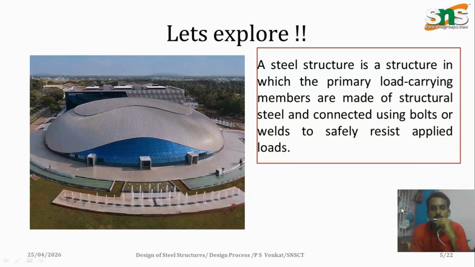A steel structure is a system where the primary load carrying members like beams, columns, and trusses are made of steel. These members are connected using bolts or welding to safely transfer the loads. In simple words, steel structures act like a skeleton that carries all the loads of the building or a bridge. A real life example: next time you see a flyover or industrial shed, remember this, you are looking at a carefully designed steel structure.